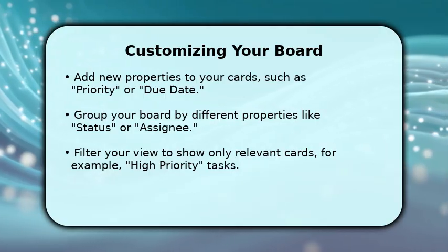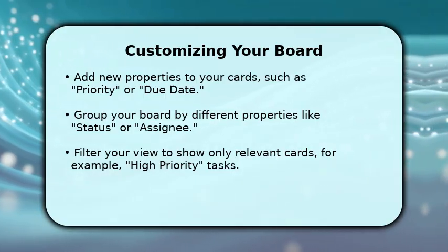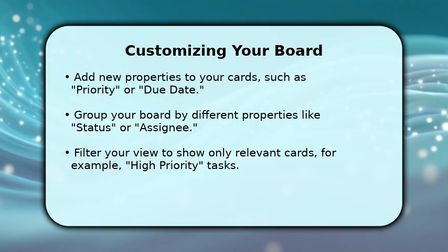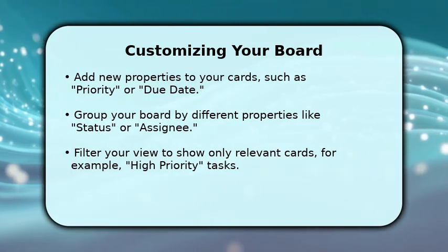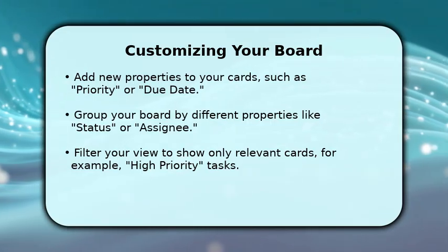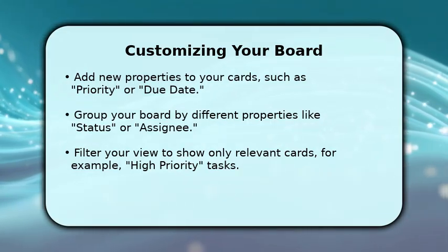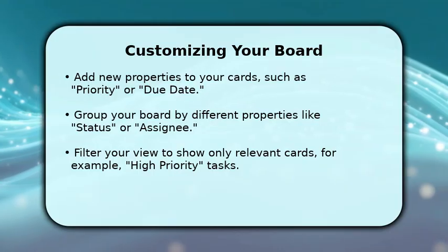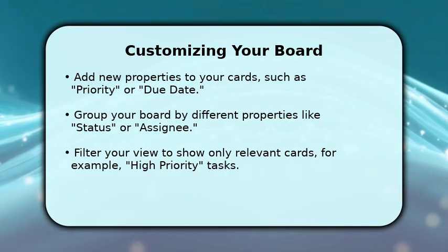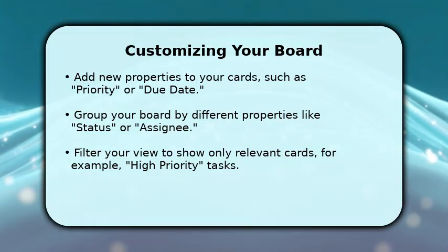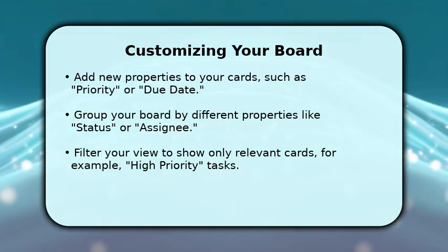Add new properties to your cards, such as a priority dropdown or a due date field to capture more information. You can also group your board by these properties like status or assignee to get different perspectives. Furthermore, filter your view to focus on specific items, perhaps showing only high priority tasks, making your board incredibly versatile.